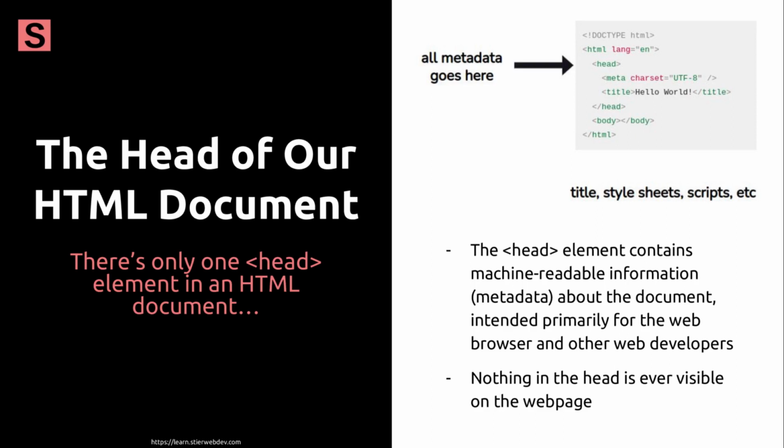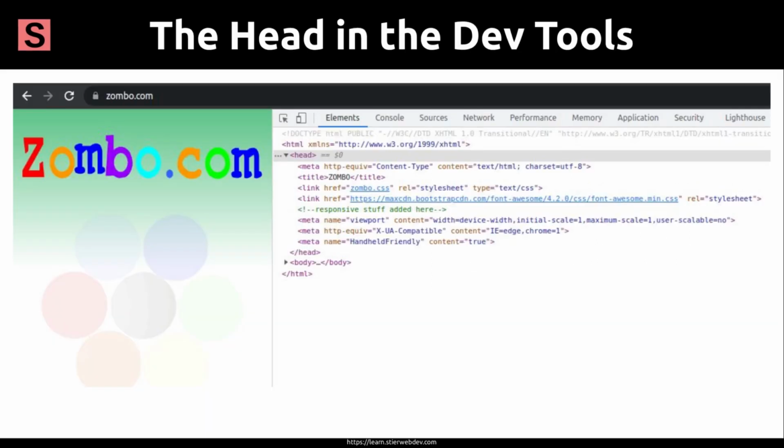It can also include the styles of the web page, which will be CSS rules that change the way our HTML elements appear on the page. And it can also include the scripts of the web page, which will be JavaScript files that add extra effects to our web page. Let's take a look at Zombo.com again with our DevTools and see what they put in the head of their HTML document.